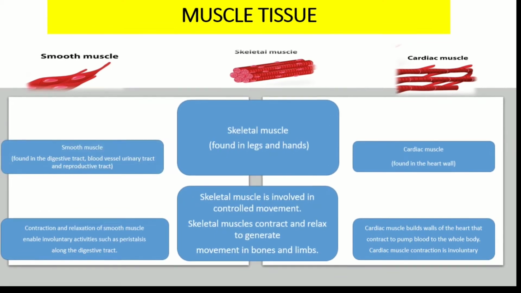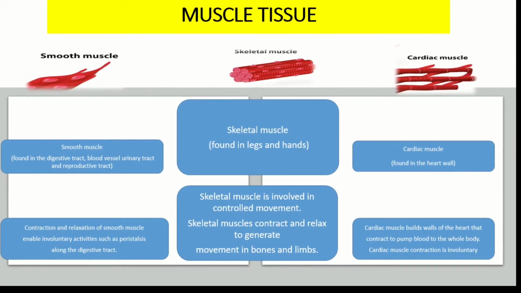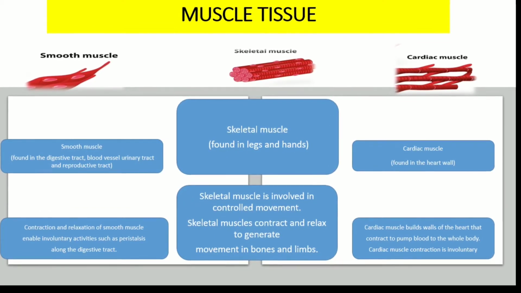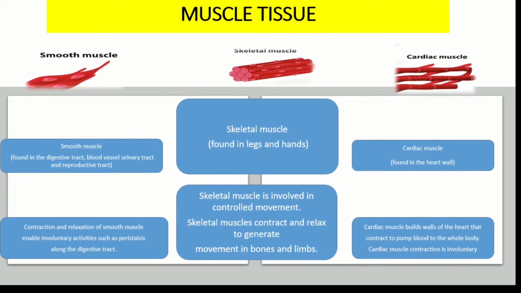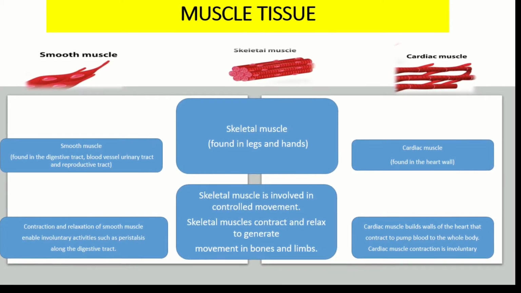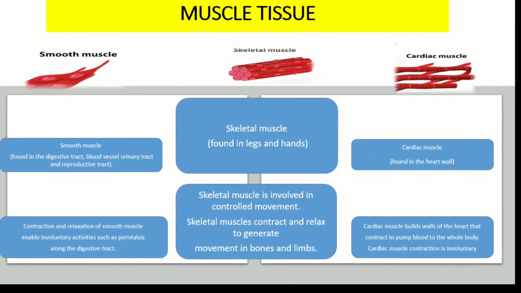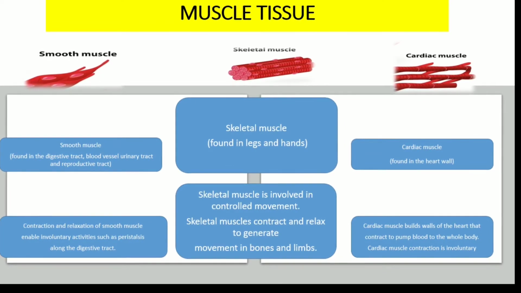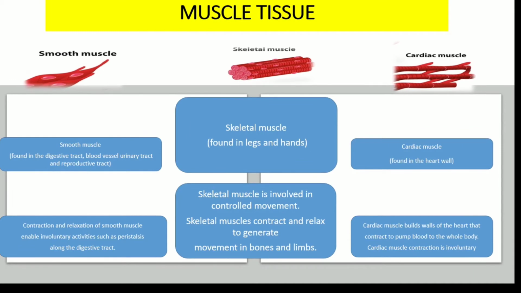Second one is the skeletal muscle. It is found in the legs and hands. The function of the skeletal muscle is to control movement. The skeletal muscle will contract and relax to generate movement in bones and limbs.